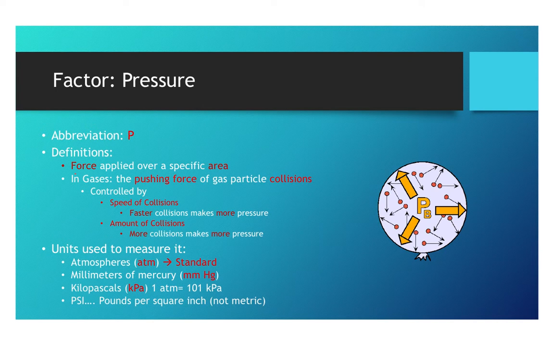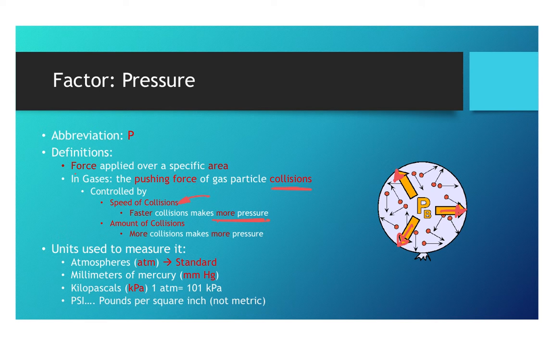In gases, the force, or the pushing force of a gas particle, is based on particle collisions. Those are particles colliding with each other and particles colliding with another surface, like the outside of a balloon. The pressure in this case is controlled by a couple of things. One, the speed of collisions, because faster collisions make more pressure. If something fast hits you, it's going to create more pressure on you than something slow hitting you.